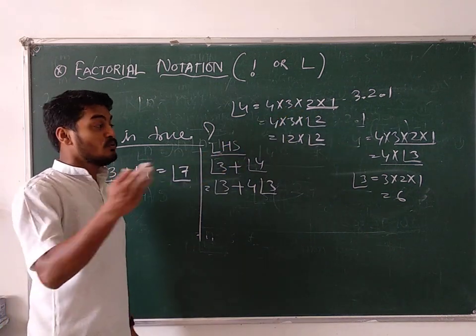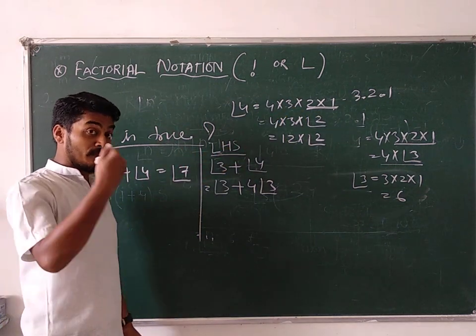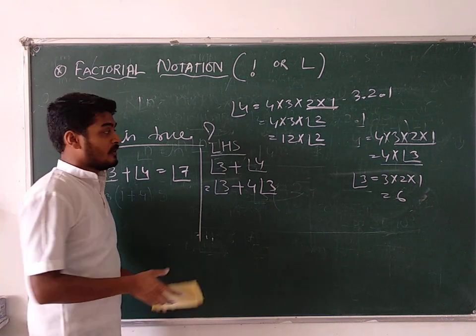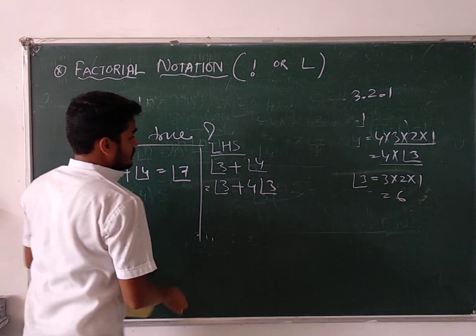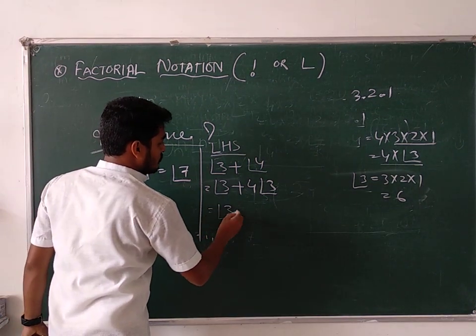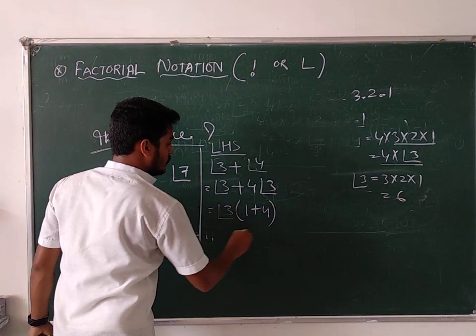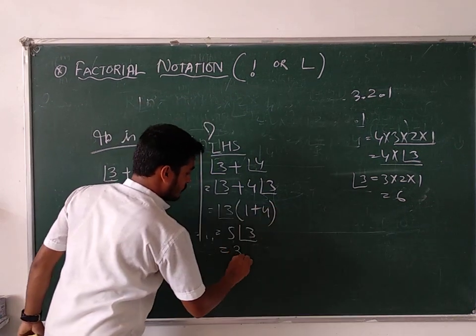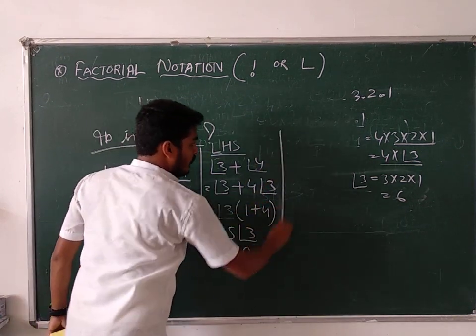It totally depends upon you how you try to write it down, and it totally depends upon what the question demands. So then what is the value? Factorial of 3 is common. 1 plus 4 is equal to what? 5. So 5 into factorial of 3. Factorial of 3 is equal to 6. So 30.